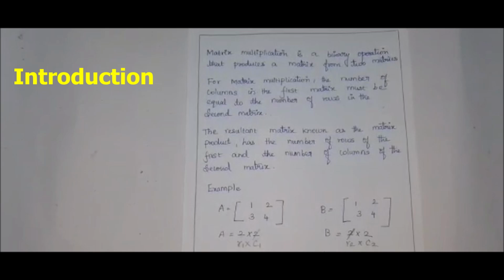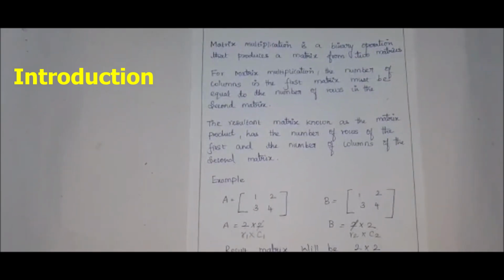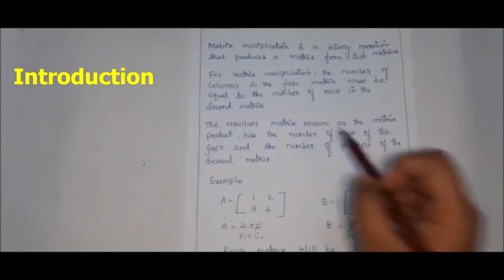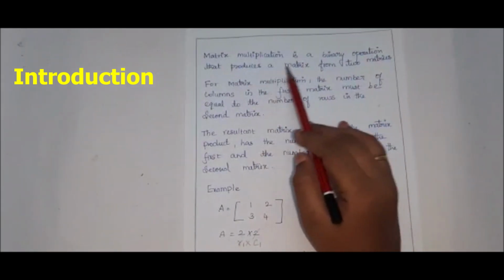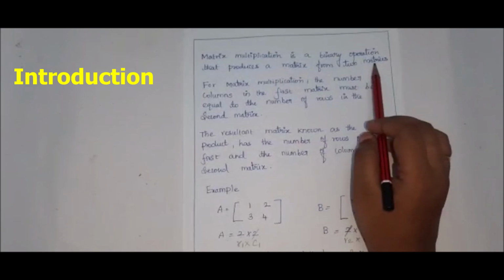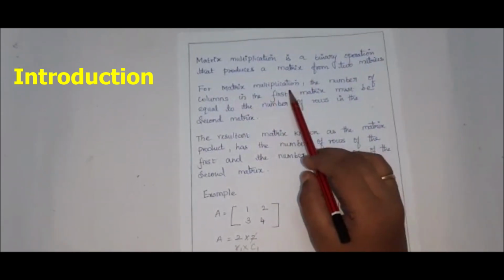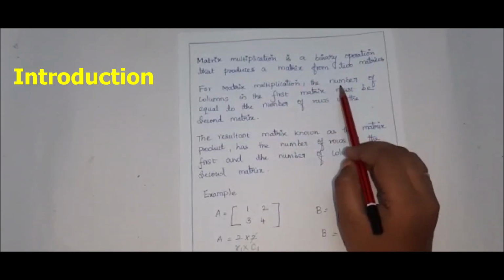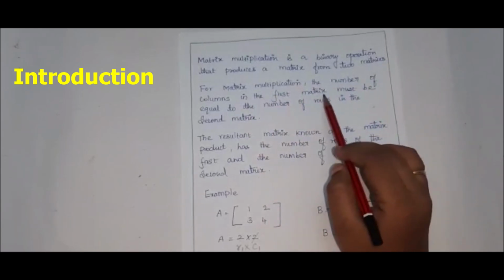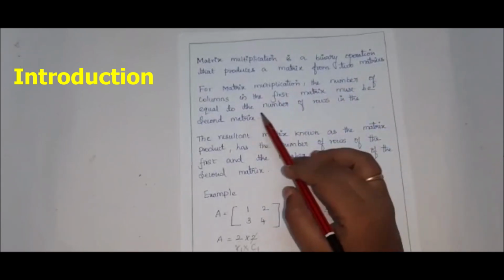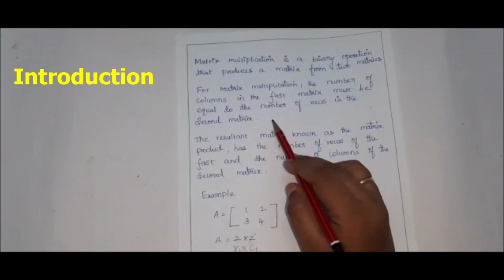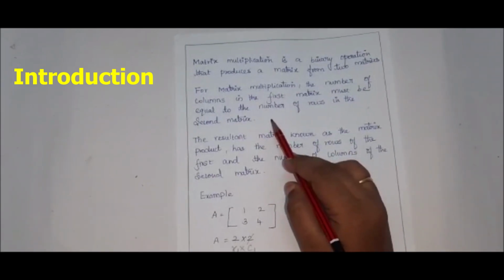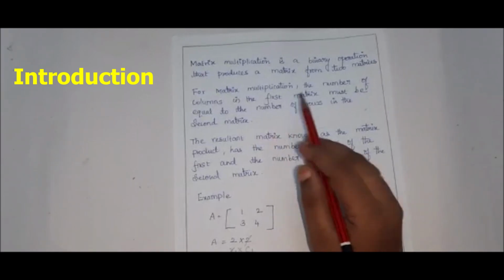In this presentation, we are going to discuss how to do matrix multiplication. Matrix multiplication is a binary operation that produces a matrix from two matrices. For doing the matrix multiplication, we need to check whether the number of columns in the first matrix is equal to the number of rows in the second matrix. If this is not possible, we are unable to multiply the given two matrices.